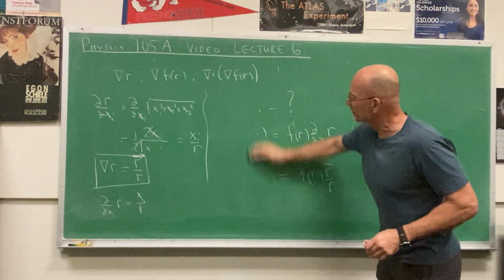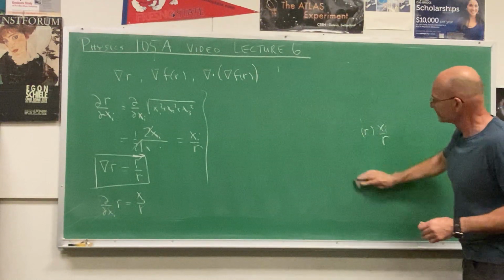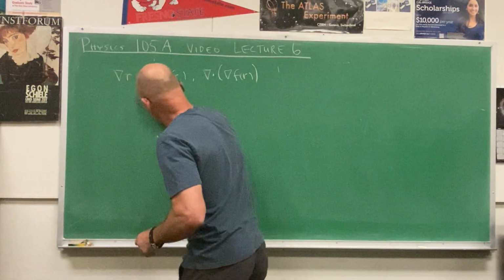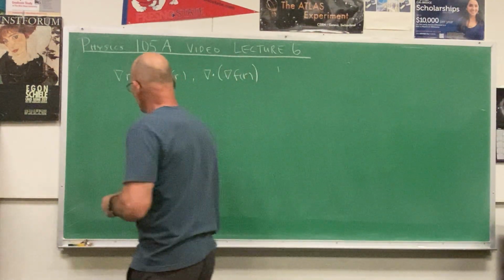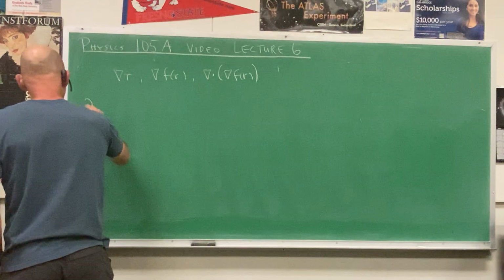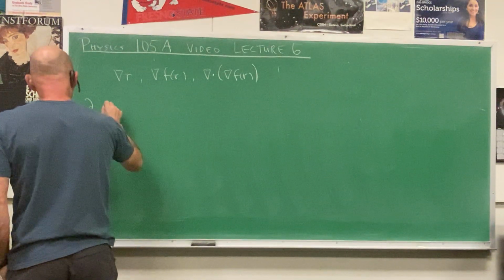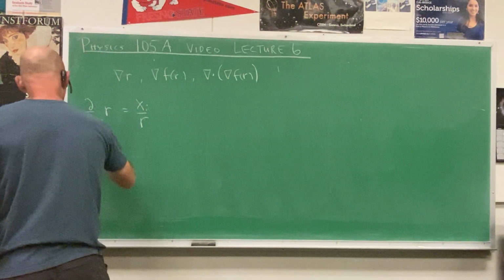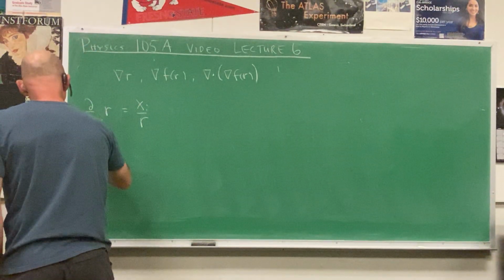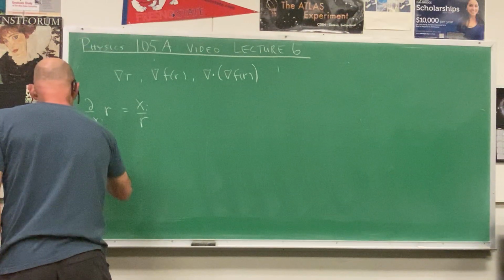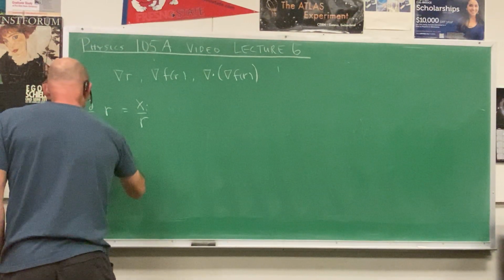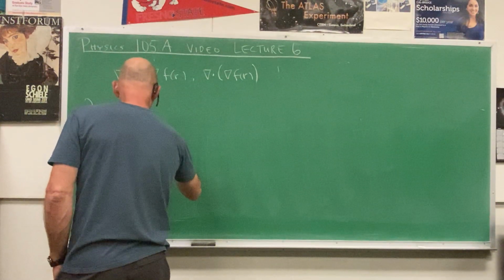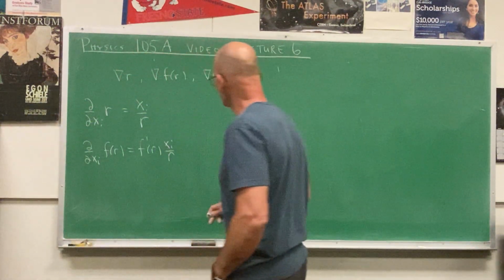And we'll set this one up carefully. So I'll get some space here and just put our results in place. So we have d/dxi of r equals xi divided by r. We have d/dxi of f of r equals f prime of r times xi divided by r. So those are the basic results so far.